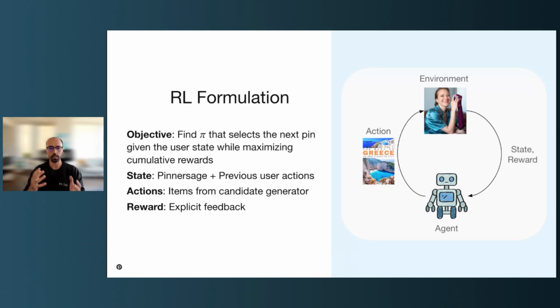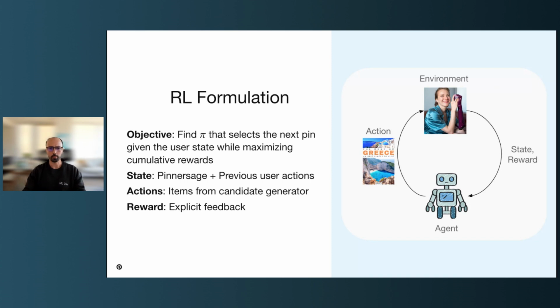So the actions that the agent will be taking will be selecting the individual pins to show to the user. And the user here is the environment, because the agent will be interacting with the user. Every time the agent makes a recommendation to the user, the user will look at it, and their state will change. And also the user will give us a reward. The reward is a signal to tell us how good the recommendation was. And the agent will be taking that reward.